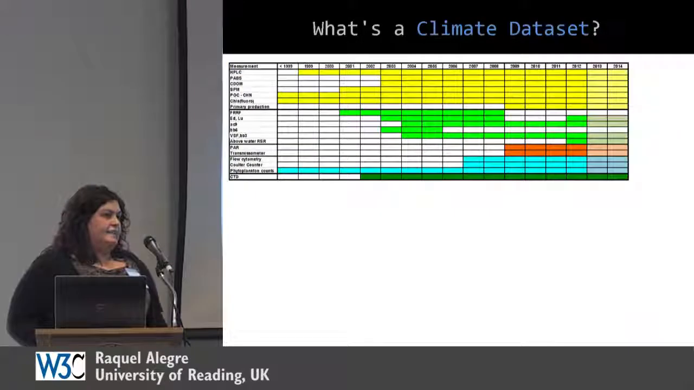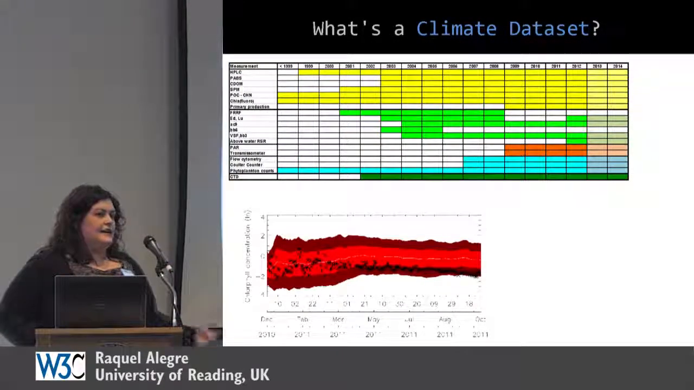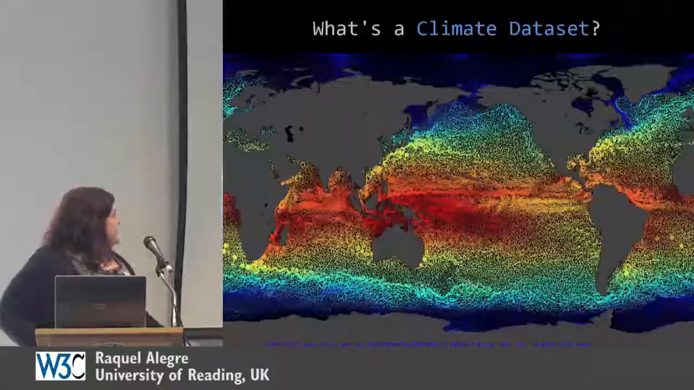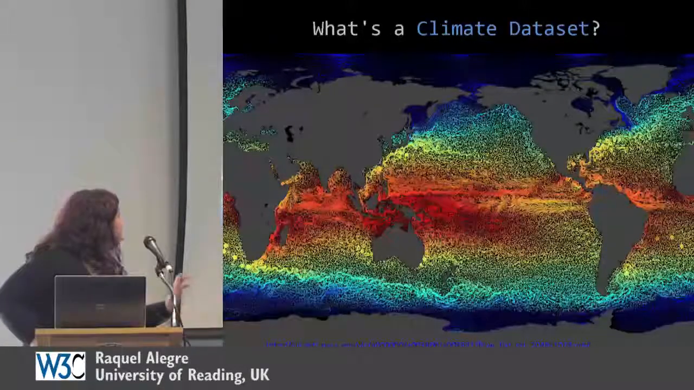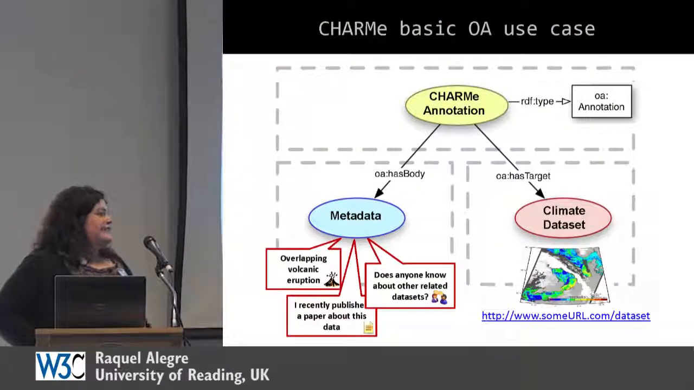So what's exactly a climate dataset? It could be a table with data or some data along a period of time. It could be a map. It could be something more complex like a 3D model or even animations. This should be an animation, but it's not working. So this is quite straightforward.